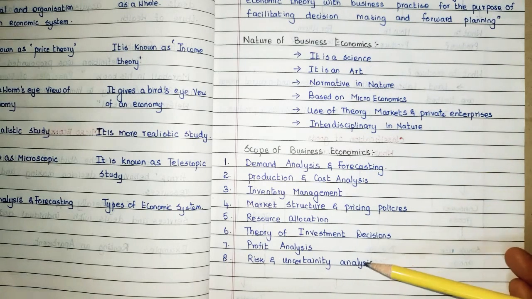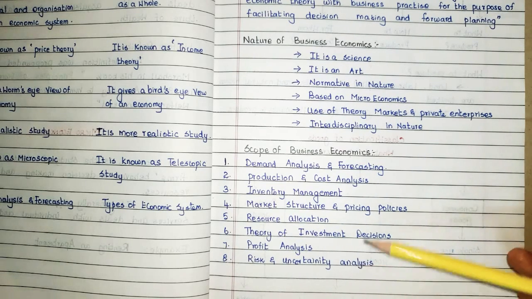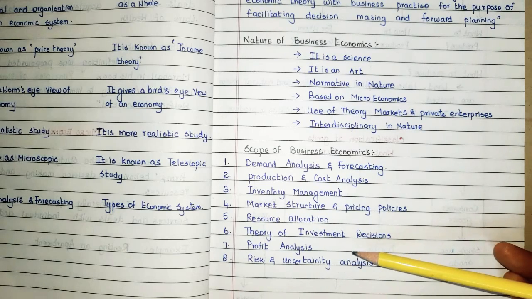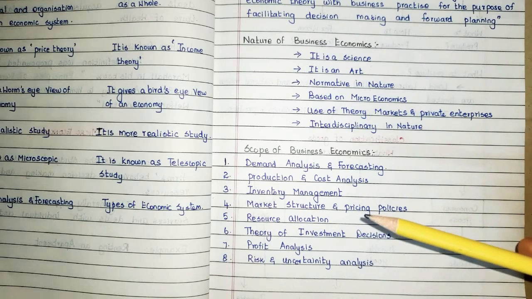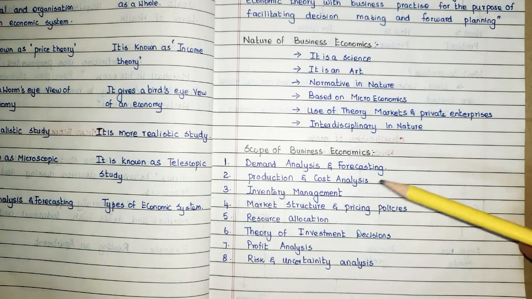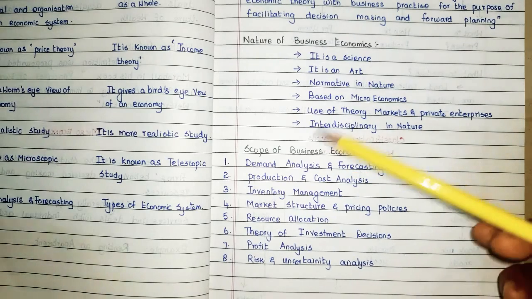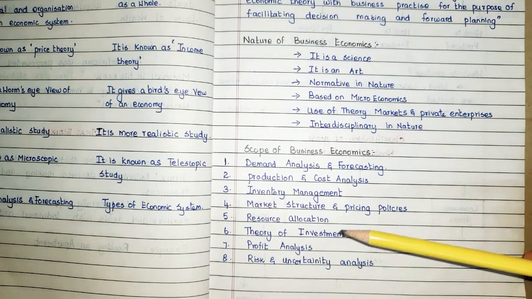The last point is risk and uncertainty analysis. Uncertainties are manifold: uncertainty of demand, uncertainty of cost, uncertainty of capital, etc. Many statistical methods are developed for taking decisions under conditions of such uncertainties. So this is what the scope of business economics is.